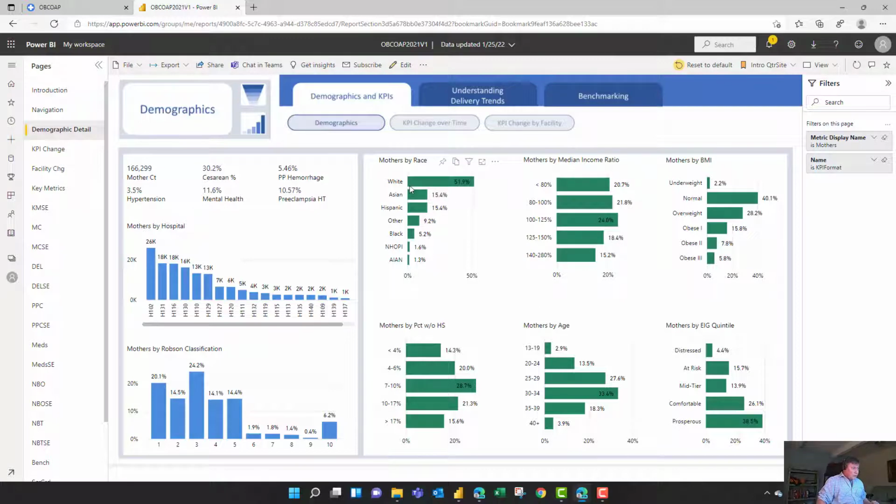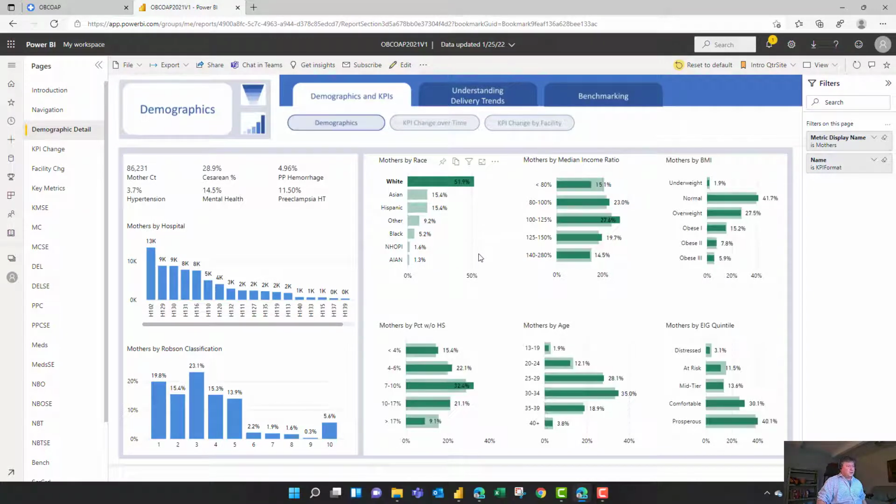So if we select whites, all of this data will change to reflect the difference between the white population and the overall population. But we can see that whites are more predominant in the 100 to 125. So this real middle tier, that probably relates to the fact that whites are 52% of the population.